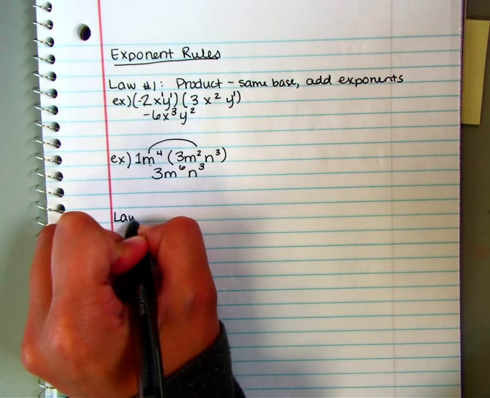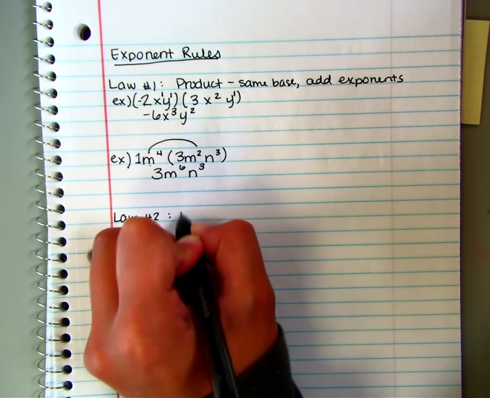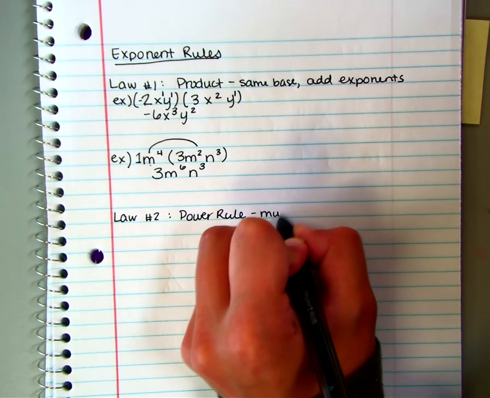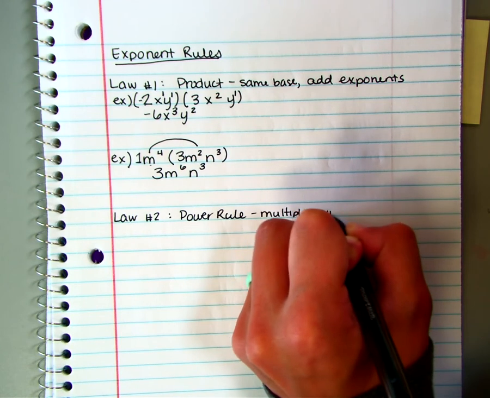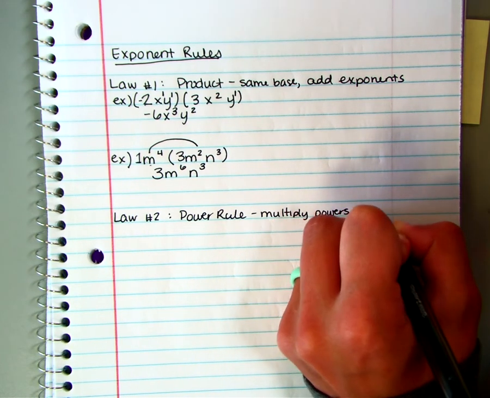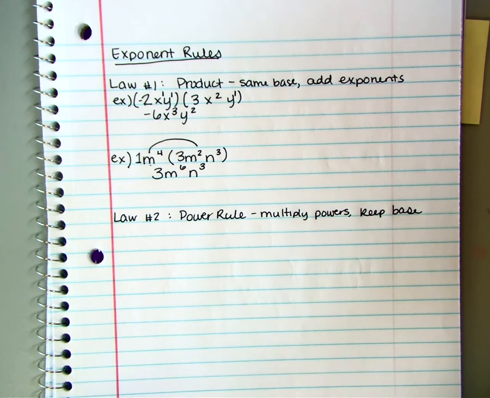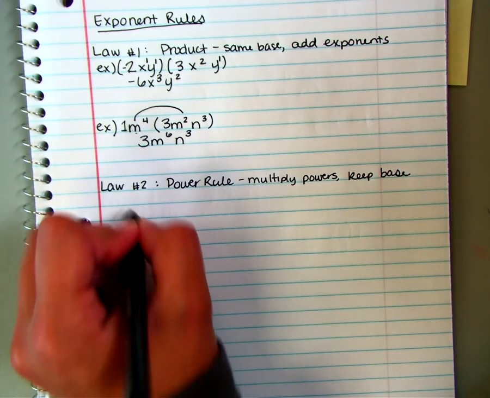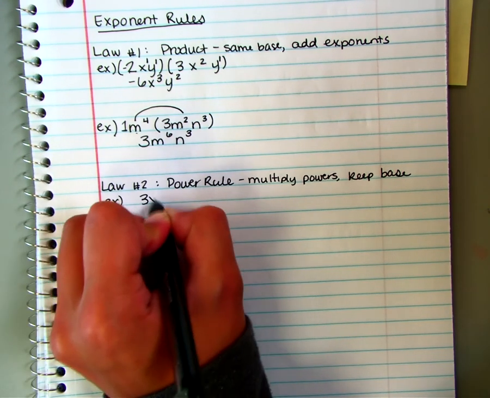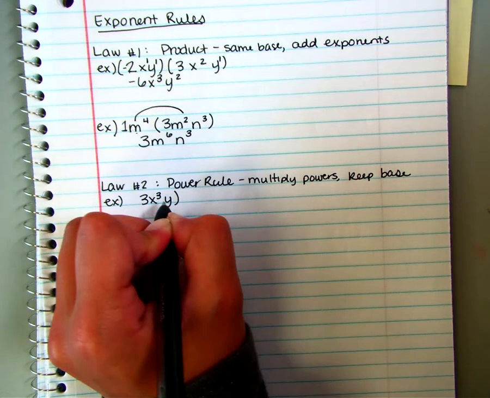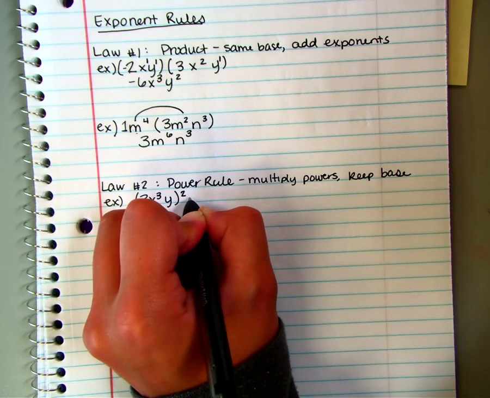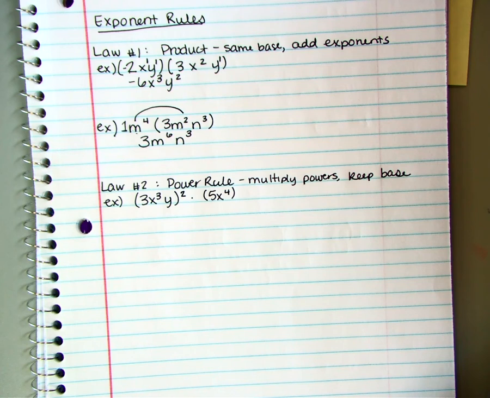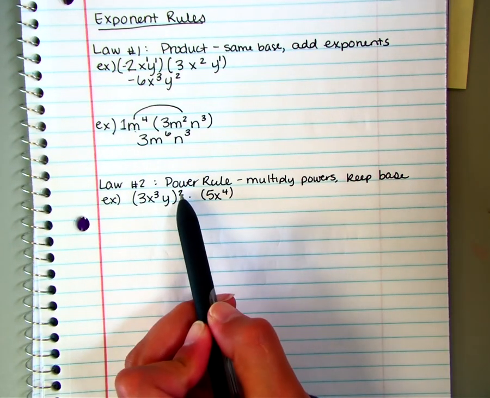Law number 2 is the power rule. And so you're going to multiply your powers or your exponents, but keep the base. And so as we progress through, we'll continue to use all the other rules that we have learned or are reviewing. And so this example is 3x to the third y squared times 5x to the fourth. And so we've got multiplication in there, and we've got a power to a power.